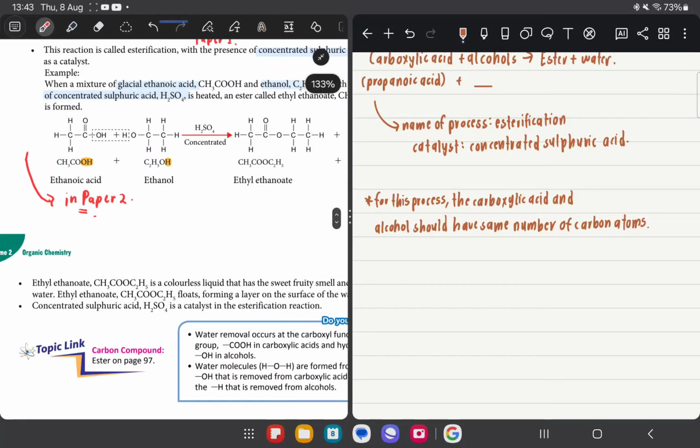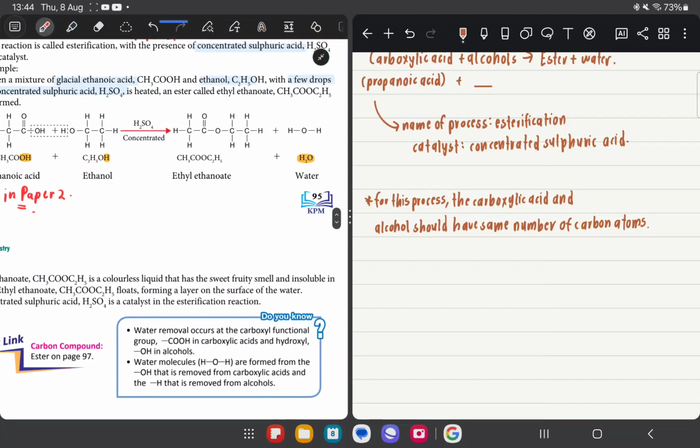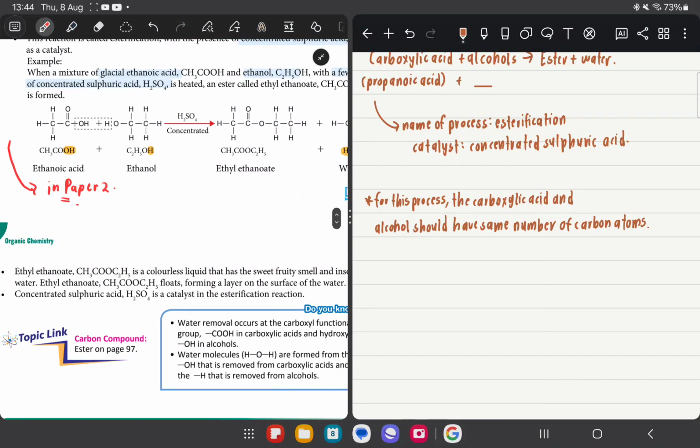Ethyl ethanoate is a colourless liquid that has a sweet flavour and is insoluble in water. Okay, basically if you go and ask your mom, mak guna pewarna tak for masak tu? Like the pewarna for pisang lah, tu lah that they buat for kuih, you know. So tu semua actually esters. Tu semua example of esters. Okay, you can ask your mom.